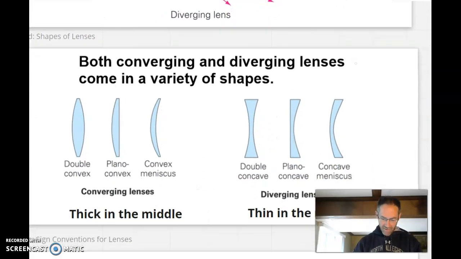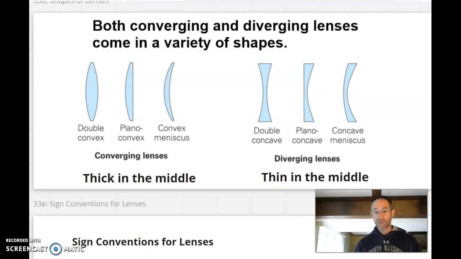Now, you can have lots of different shapes for converging and diverging lenses. All the lenses on the left three are converging. Notice something. They are very different at first glance, but they're similar in that in their centers, they're all thicker than they are on their edges. Even this one that looks kind of contact lens-like is thicker in the middle than it is on the edge.